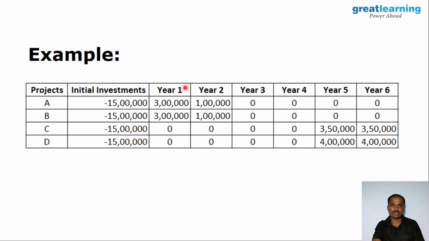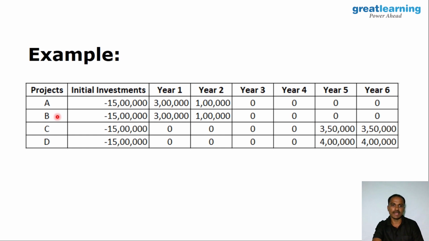Year 1 onwards, they'll start generating the cash flows. Year 1, 2, 3, 4, 5, and 6, and so forth. In year 1, project A generates 3 lakhs. In year 2, project A generates 1 lakh, and in year 3, year 4, year 5, year 6, there is no cash flow. Maybe in year 7, the business may generate cash flows, but the data is not available.